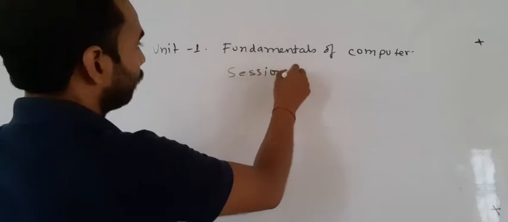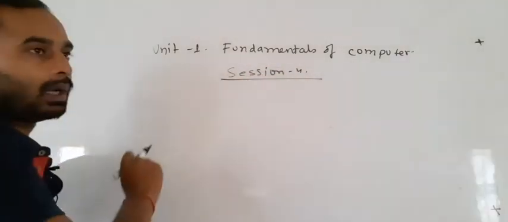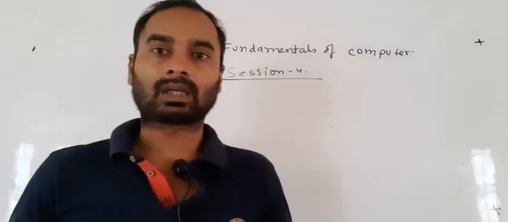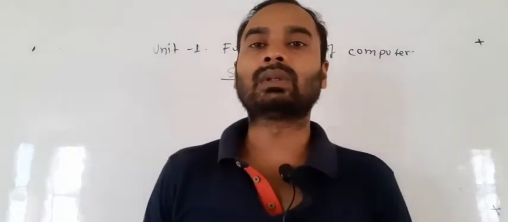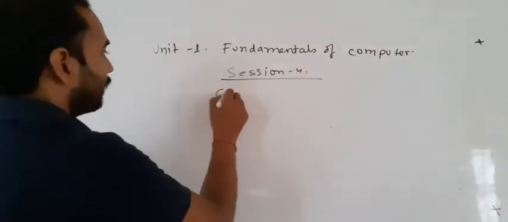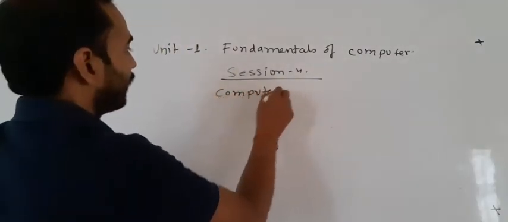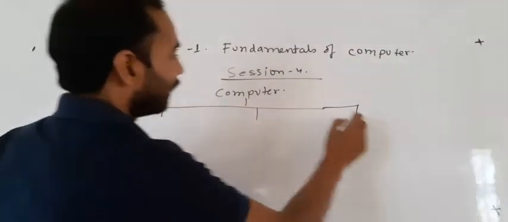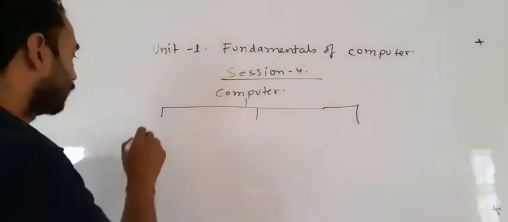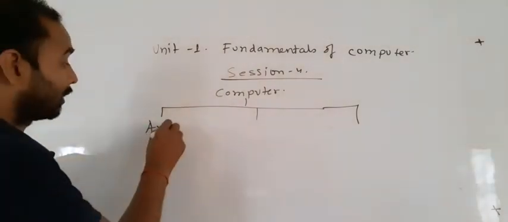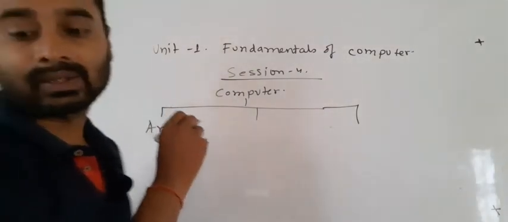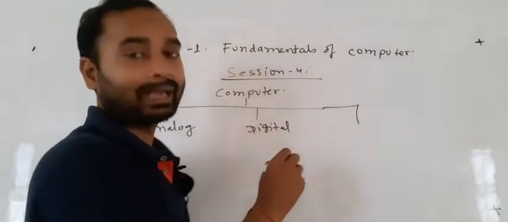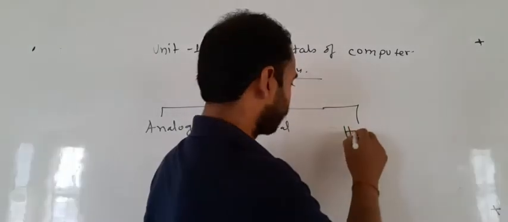Session 4: types of computers. On the basis of operations, computers are classified into 3 categories. On the basis of operations, computers are categorized into 3 parts. First is analog computers, second is digital computers, and third is hybrid computers.